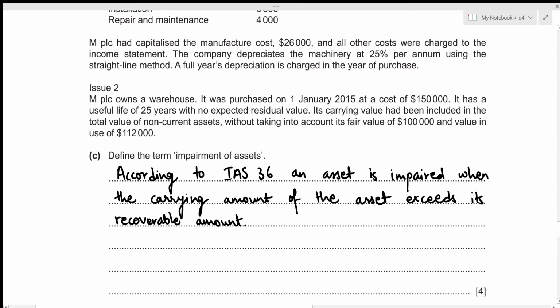Okay, and we know that the recoverable amount is the higher of an asset's fair value and its value in use. Let's write it down as well.